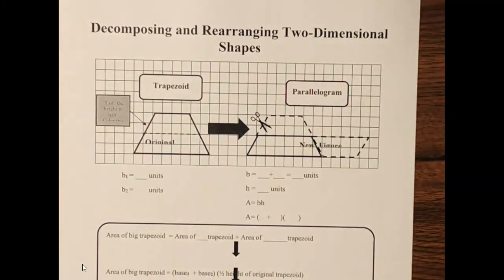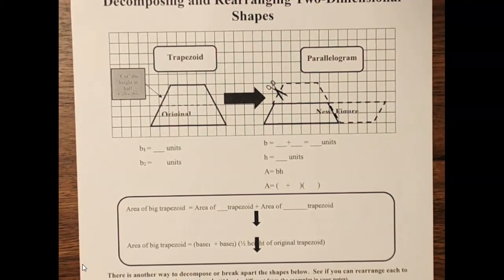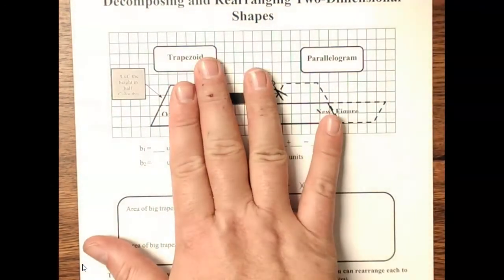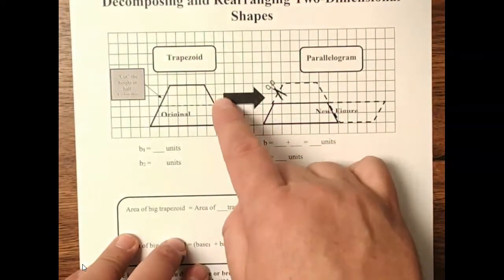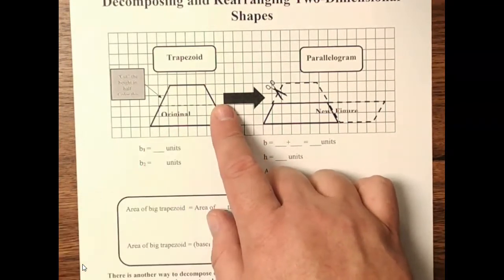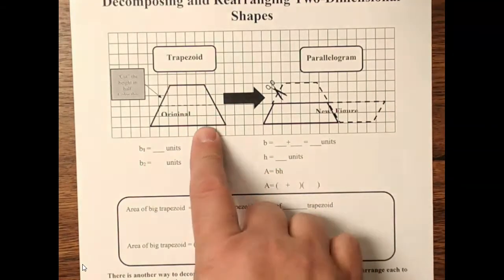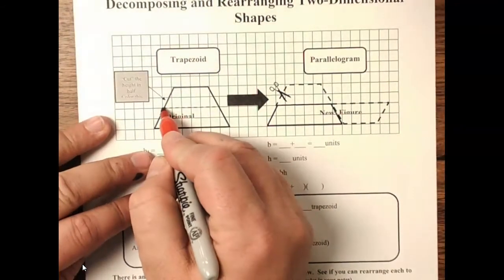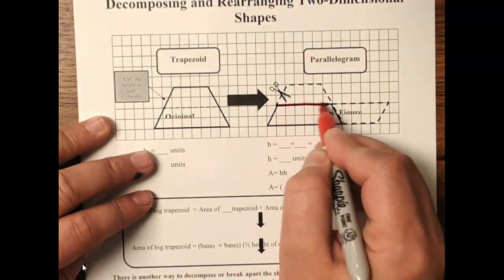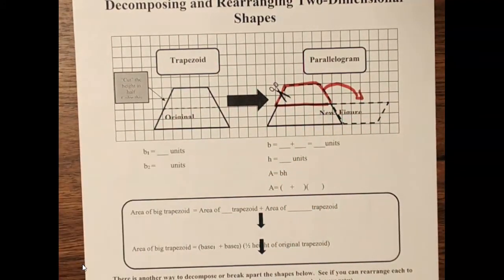And then the last part, trapezoids. Okay, guys, there are several ways you can do trapezoids. We could take this piece off, flip it over, and put it right here. Some of you are going to have a really hard time seeing that, and it's okay. But you could do that. If you can see what I was just talking about, great. If not, that's fine too. You could also take the top, cut it off, and make a parallelogram.